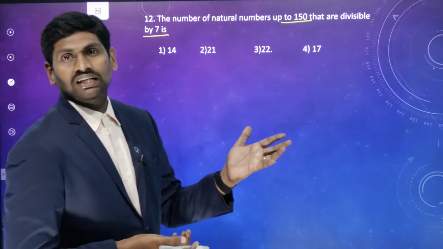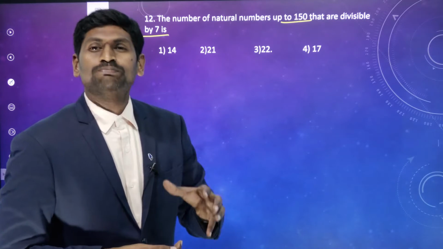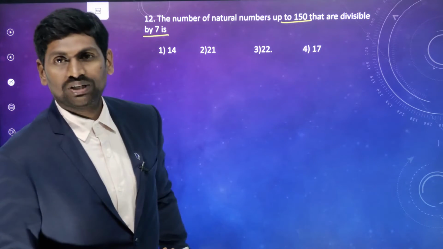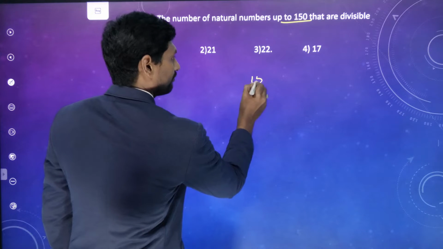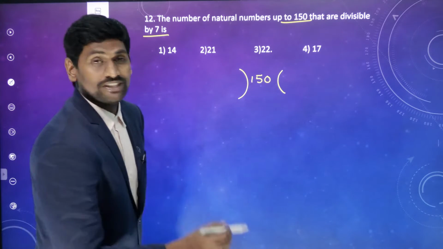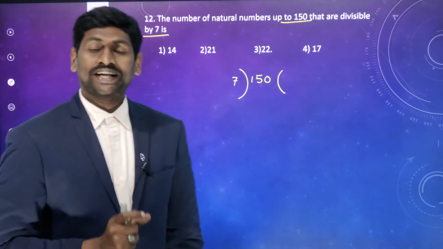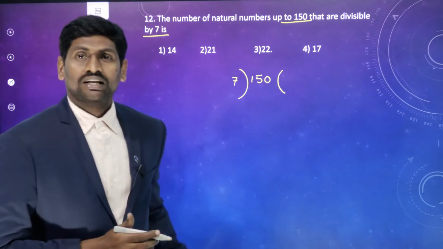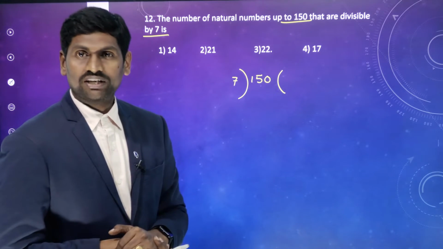In case it is a very large number, how to do it? Simply we divide that number with the given 7. So here 150 should be divided by 7. We know that 150 is not exactly divisible by 7. Up to 150, how many numbers are there? We have to identify that.